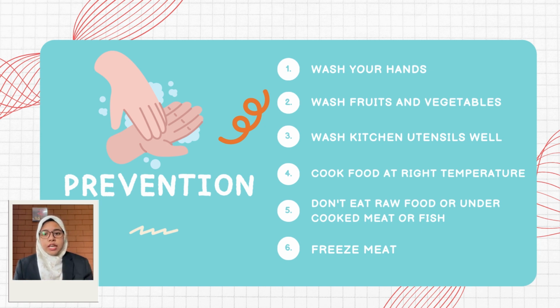Third, wash kitchen utensils well. Wash your cutting board and knives with soapy water after contact with raw meat. Fourth, cook food at the right temperature. Cook raw meat to at least 60 degrees Celsius and ground meat to 71 degrees Celsius. Fifth, don't eat raw foods or undercooked meat or fish. Cook whole meats and fish enough to kill tapeworm eggs. Last, freeze meat. Freeze your meat and fish to kill tapeworm eggs.